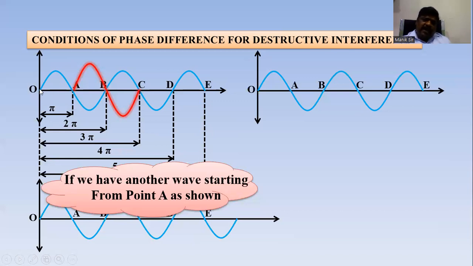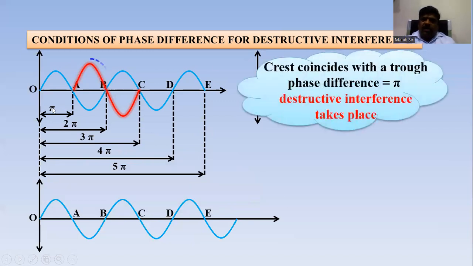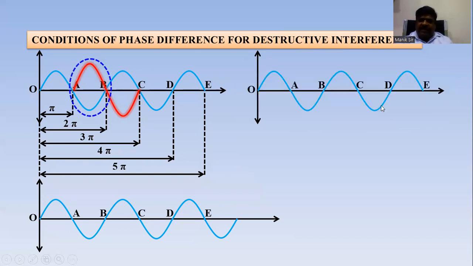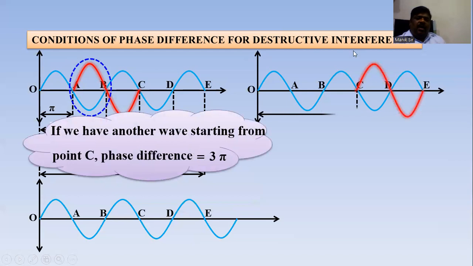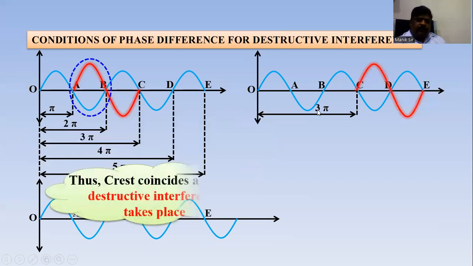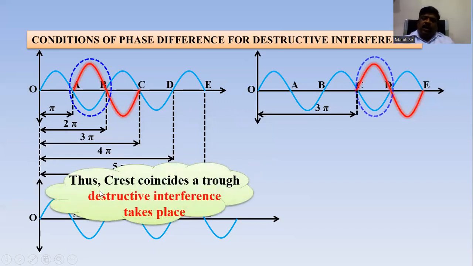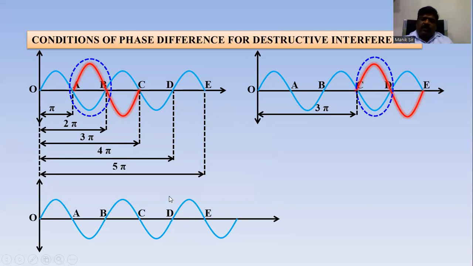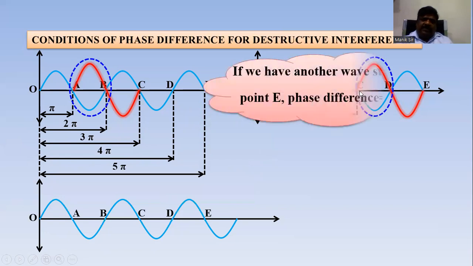Now what you observe here is that the first wave, that is blue wave, and this red wave, that is second wave, there is a phase difference, say pi. So there is a phase difference pi. So here the crest coincides with the trough. The phase difference is pi. So destructive interference takes place. Now second wave starts from point C. Again crest matches with the trough. So there is a destructive interference, but the phase difference is 3 pi. Now crest coincides with the trough, and also there is a destructive interference.